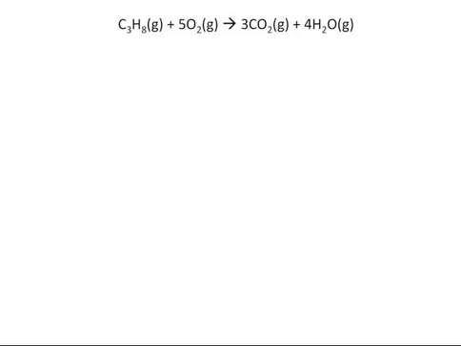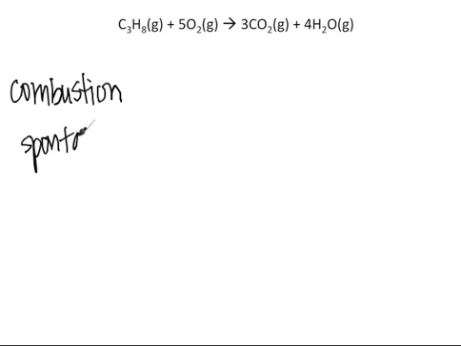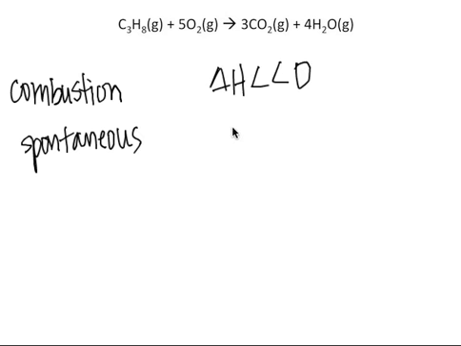Question number 5. Propane reacts with oxygen gas to produce carbon dioxide and water vapor. So this question we know is a combustion, right? Reacts with oxygen, produces water vapor and carbon dioxide. This is spontaneous then. We predicted spontaneous. We predicted to have a very large negative delta H. And also we're going to look at the entropy change.